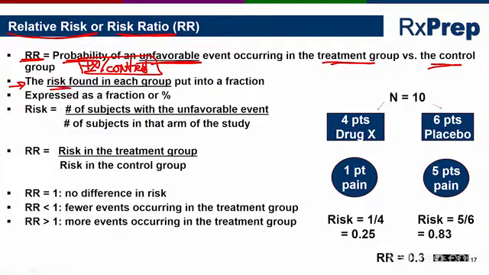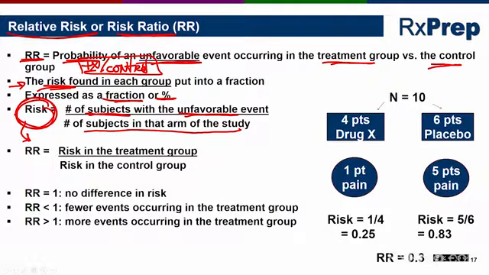So sometimes we have to find and calculate the risk in each group. Risk is defined as the number of subjects with the unfavorable event in that arm of the study. It's expressed as a fraction or a percentage. We're going to go through a few examples. Once you have the risk, then you can move on to the relative risk.